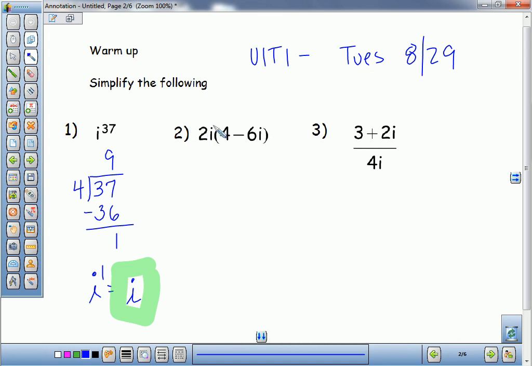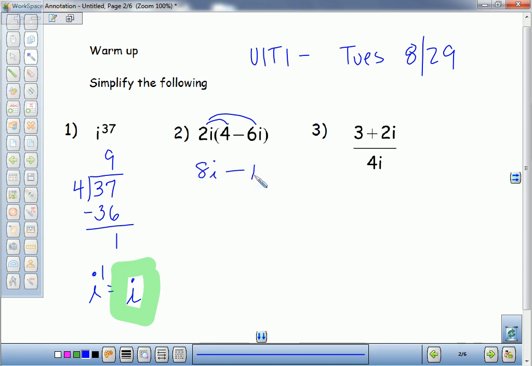All right, number 2. We would distribute here, and when we do, we get 8i minus 12i squared. But remember, i squared has a value of -1. Remember our little saying? i, -1, -i, 1. So we know that i to the first is i. i squared is -1. i cubed is -i. And i to the 4th is 1. So when we have this as i squared, it's like multiplying by -1. And multiplying by -1 changes the sign.